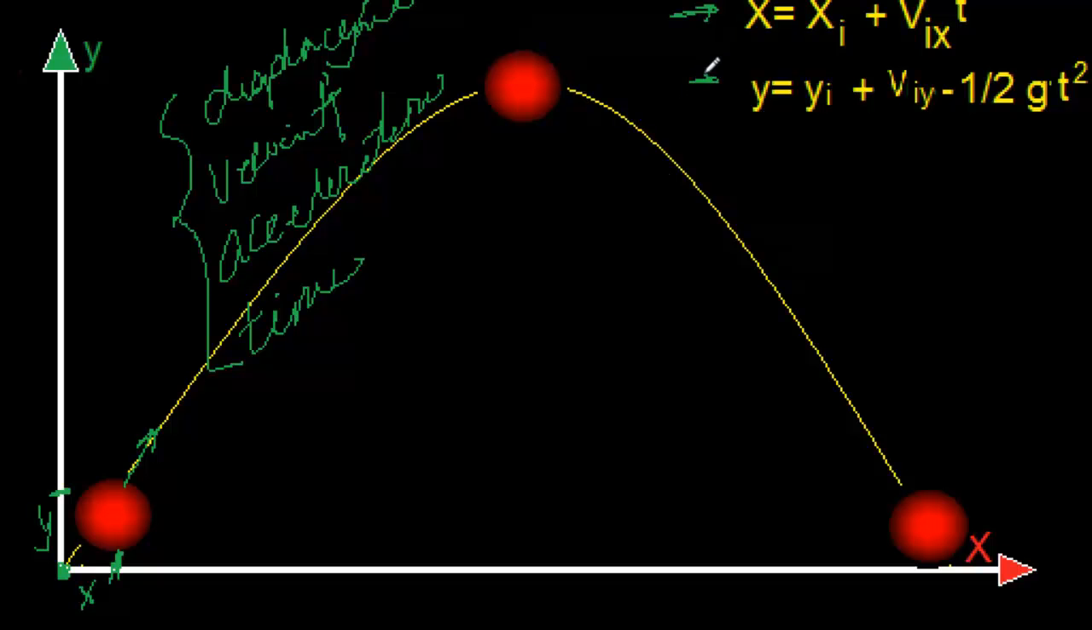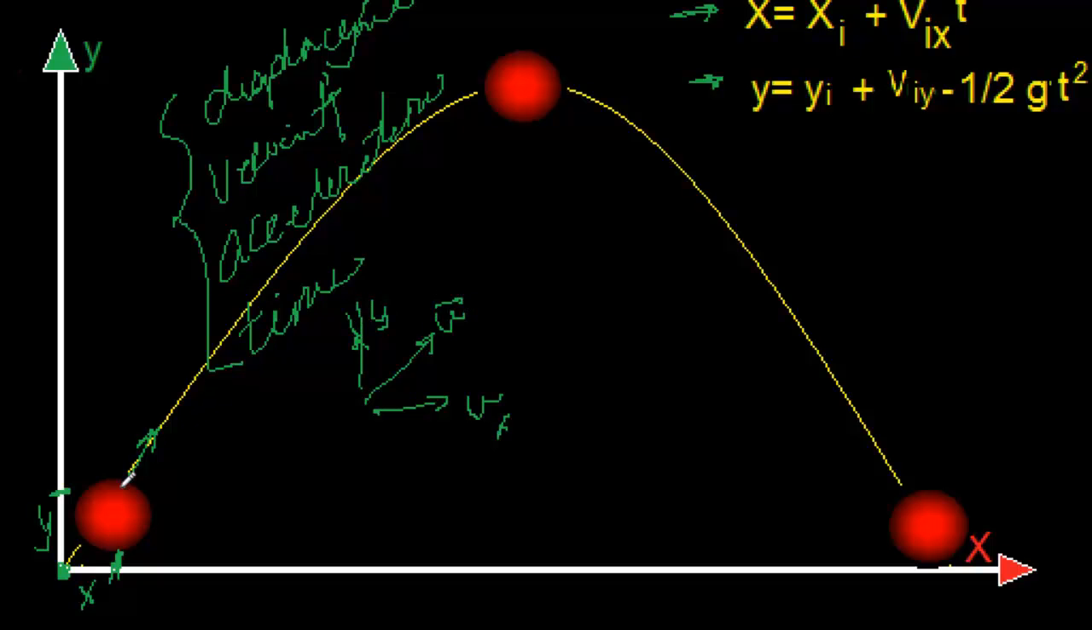Next is velocity. Velocity is also a vector that actually, if you look up here, changes direction. It has an x component, velocity of x, and it has a y component, velocity of y, and that's velocity itself.